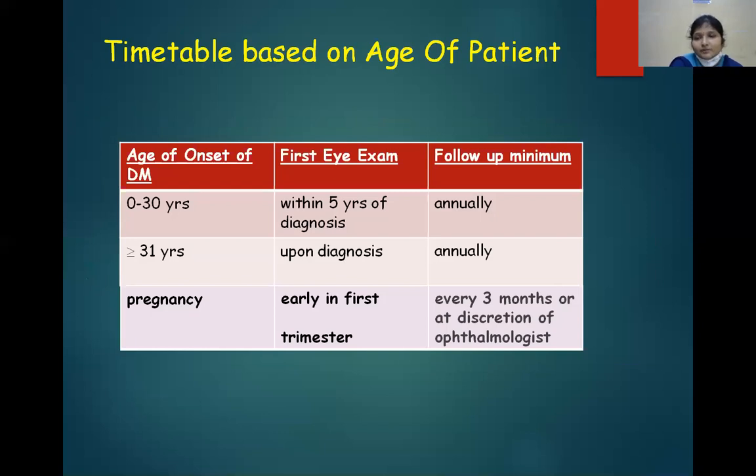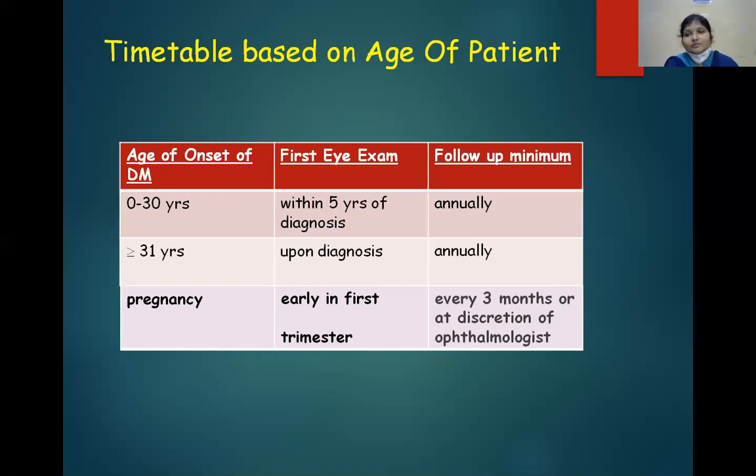So actually when a patient is diabetic, he knows that he is diabetic. So when he must come to the ophthalmologist for checkup depends upon the age of onset. If the age of onset of diabetes is 0 to 30 years, then the first eye examination must be done within 5 years of diagnosis. And how should we follow up the patient? Annually, we have to examine the patient for development of any retinopathy.